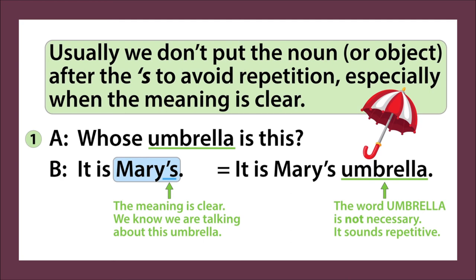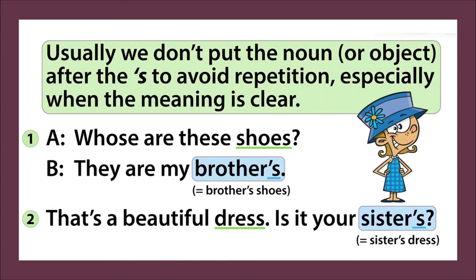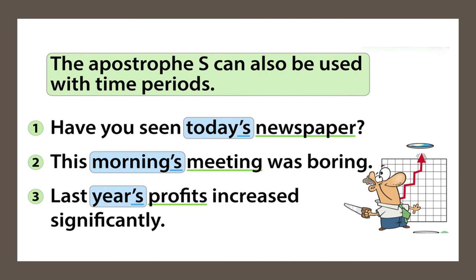Next one is, again, whose umbrella is this? It is Mary's. We don't say it is Mary's umbrella. In spoken English, it is better that you say it is Mary's, the same as the meaning, it is Mary's umbrella. Next. Whose are these shoes? They are my brother's. You just answer, they are my brother's. Clear? That's a beautiful dress. Is it yours? It's my sister's. Whose dress is that one? It's my sister's. Okay? Now, next one is 18.